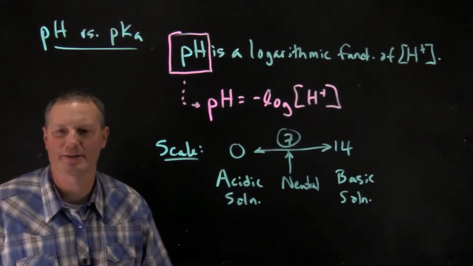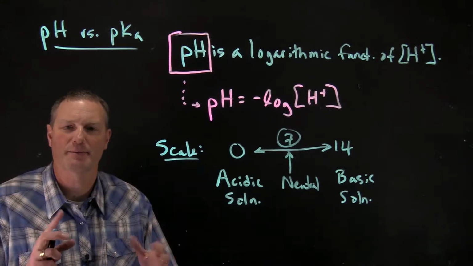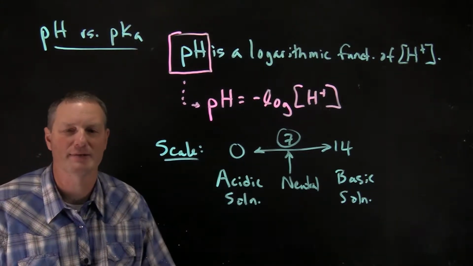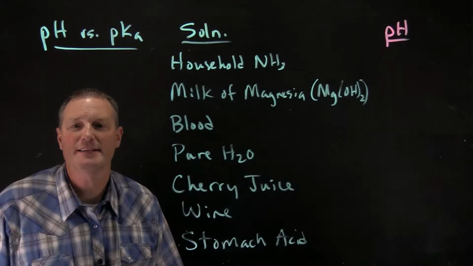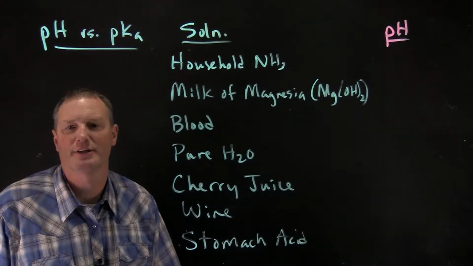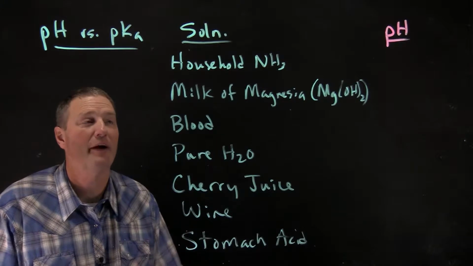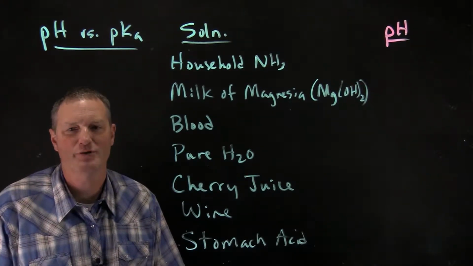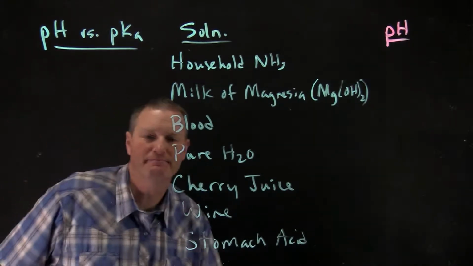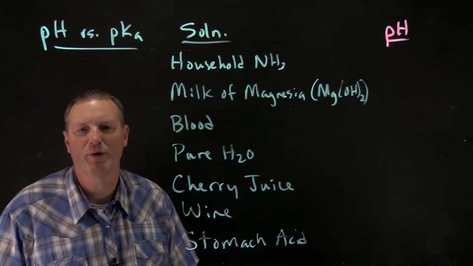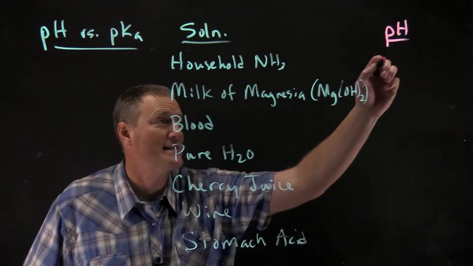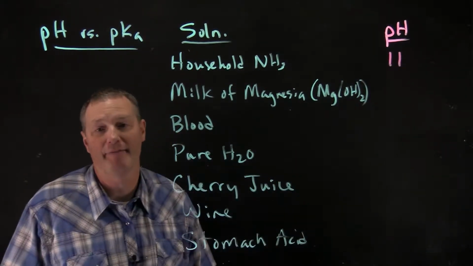What I want to do in the next little section is show you some common solutions that you might be familiar with and show you what those pH values actually are. So let's look at a couple common solutions that you probably have some familiarity with. The first one we're going to look at is household ammonia. This is a common cleaning product. If you were to measure the pH of that solution, it's actually quite basic, approximately 11.